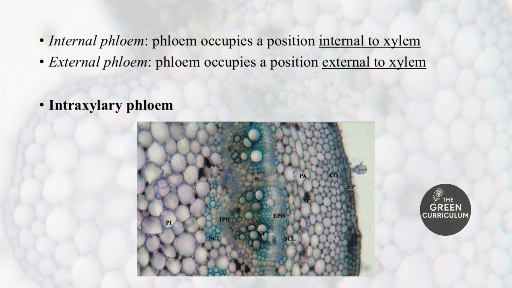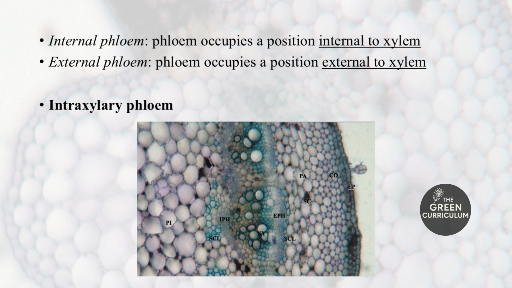And external phloem means the phloem which occupies a position external to xylem. Means if the xylem tissue is situated towards the pith and phloem is situated towards the periphery, that is the epidermis, then that type of phloem can be categorized as external phloem. So both internal and external phloem constitute the intraxylary phloem.